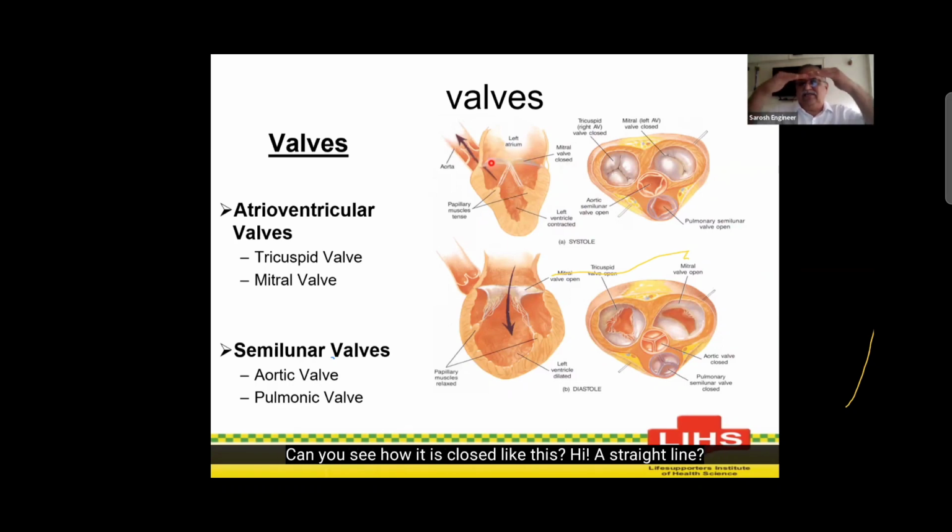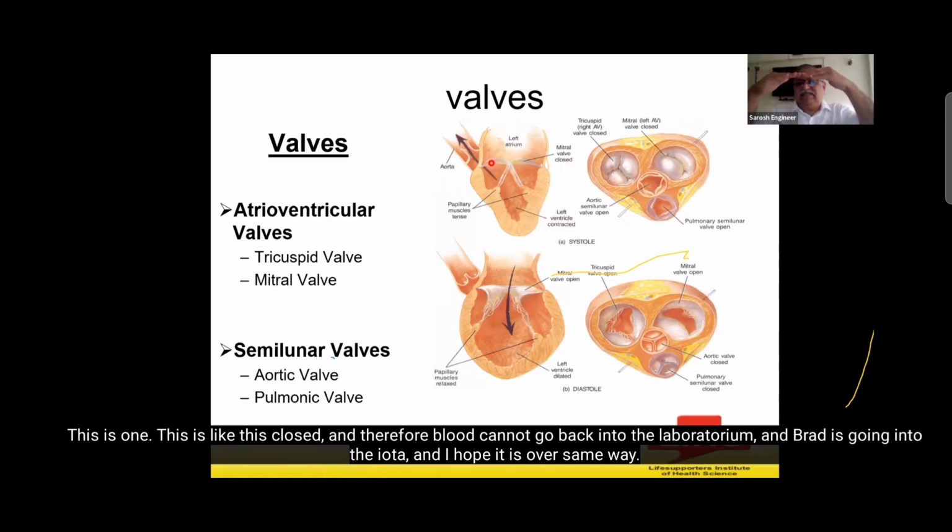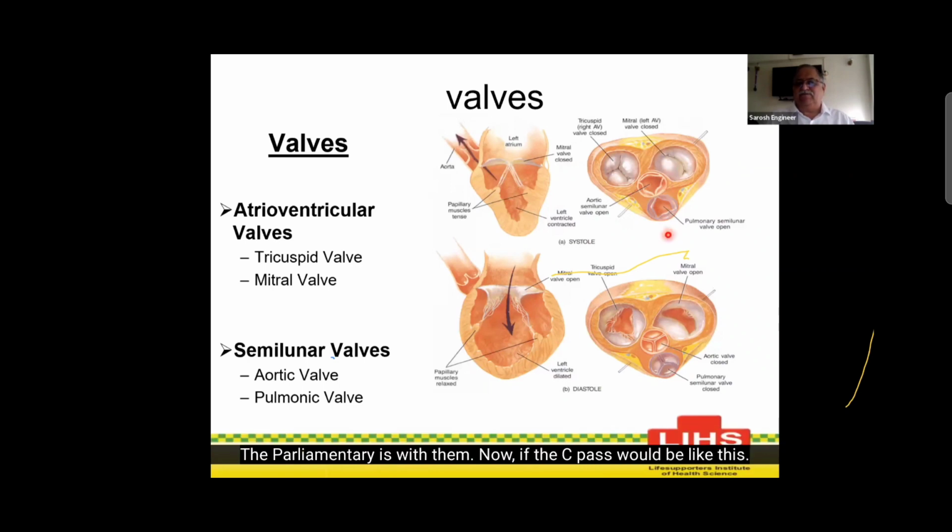The tricuspid or the bicuspid is closed. Can you see how it is closed like a straight line? This is one cusp, this is one cusp. And therefore blood cannot go back into the left atrium and blood is going into the aorta. And the aortic is opening. Same way the pulmonary is open. Now, if the cusp has to be like this, one cusp and one cusp, we are seeing only in two directions because I've got only two hands. We are seeing the cusps like this, two of them closed.